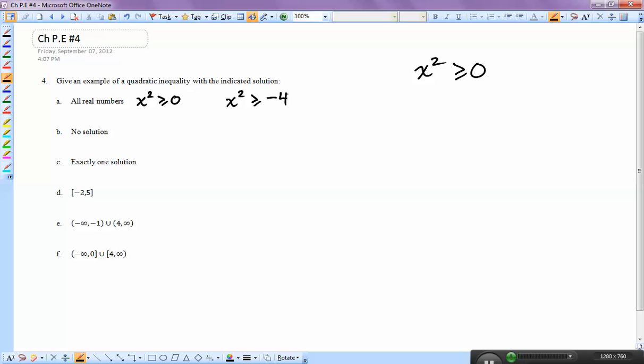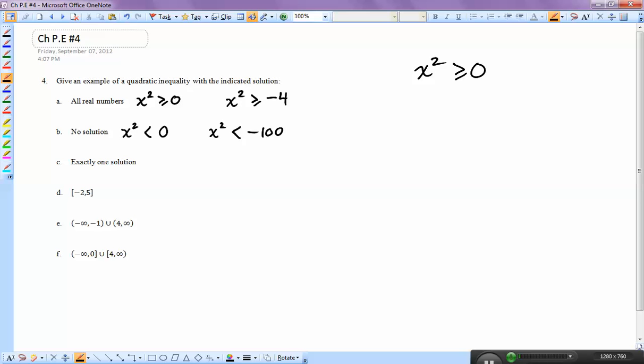Now we need one that has no solution. Well, how about this? x squared can never be negative, so let's make it smaller than 0. Or we could even do something more extreme: x squared is smaller than -100. There's no way either of those are ever going to be true, so no solution.